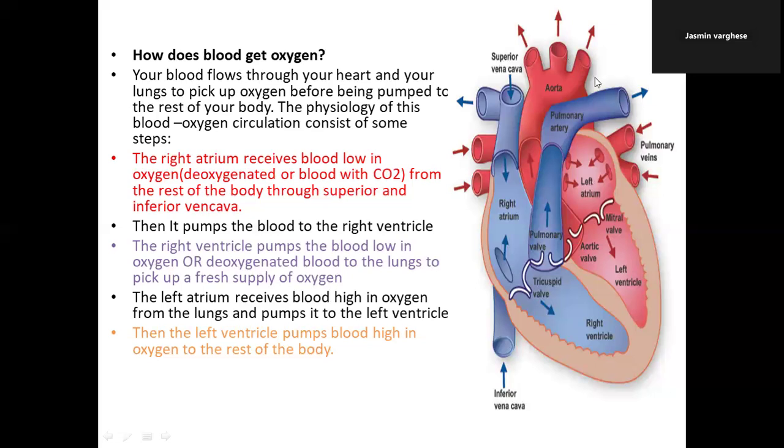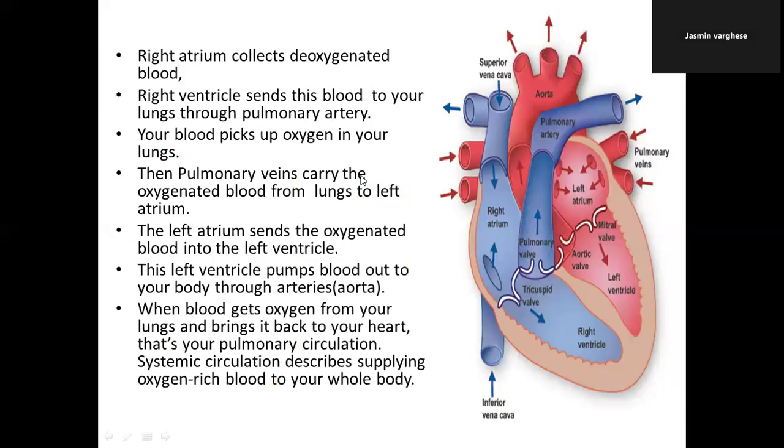So when the SA node initiates the electrical impulses, along with the AV node initiation, when the current starts acting, when the electrical conduction system starts functioning, the blood flow will take place in this way. All right, so I'll repeat it again.